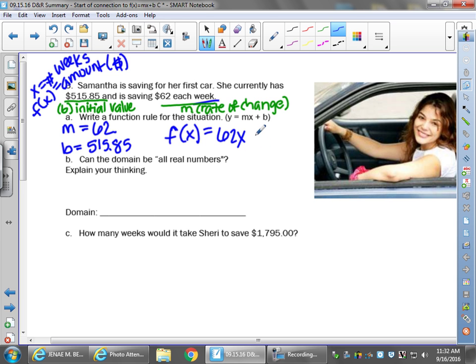62x plus 515.85. There we go. And let's put it in a box. Now we have an equation to put in a box. Yay.